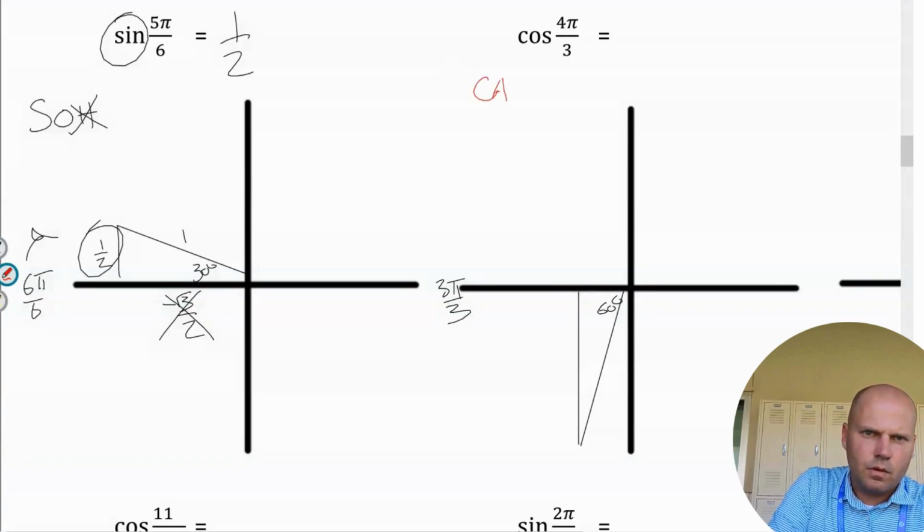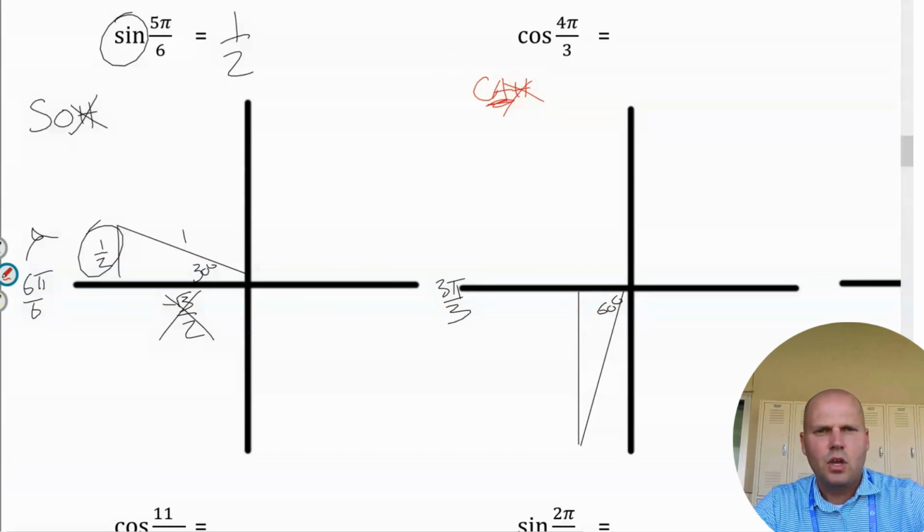Cosine just deals with the adjacent, which is the horizontal length. And it's always going to be of this reference angle. I know 4 pi over 3 is the same as 240, 180 plus 60. But there's a theorem in trigonometry that says the trig function of an obtuse angle is equivalent to the trig function of the reference angle with the x-axis.